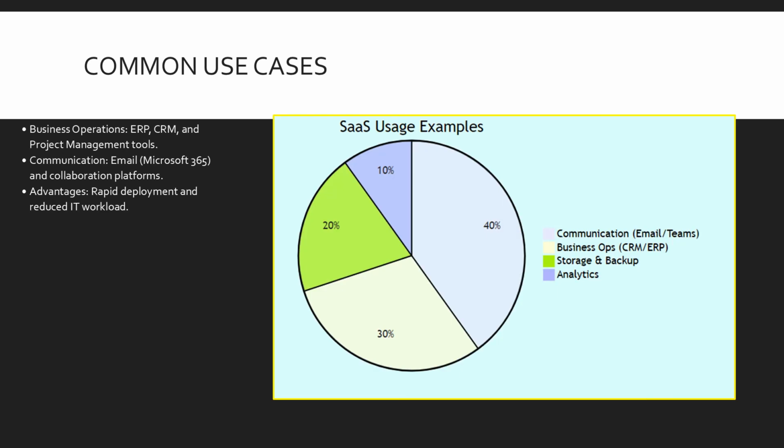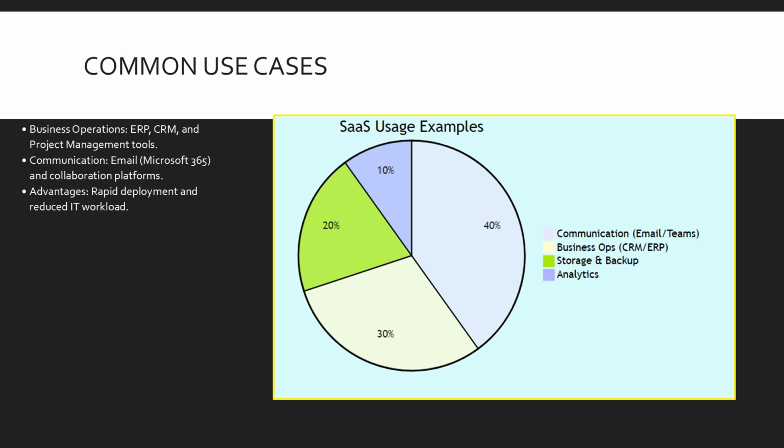SaaS is the standard for many modern business functions. Common use cases include business management tools like customer relationship management, CRM, systems, and enterprise resource planning, ERP software. It is also the backbone of communication, exemplified by email services like Microsoft 365 and collaboration tools. The primary advantage in these use cases is rapid deployment. You can start using a complex CRM system immediately after subscribing, significantly reducing the IT workload required to maintain such systems.